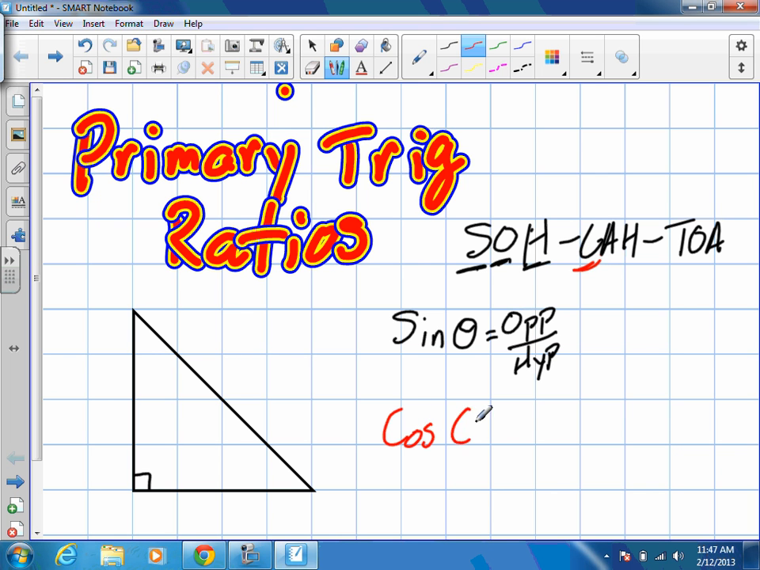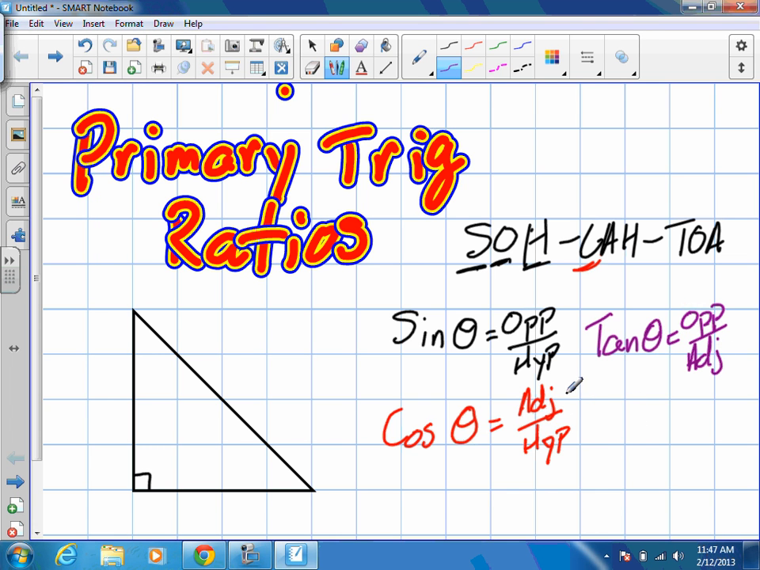Cos theta, A stands for the adjacent side over the hypotenuse. And finally, tangent theta, again the angle, is equal to the opposite side divided by the adjacent side. Okay. So these ratios should be really familiar. We've gone over them before.